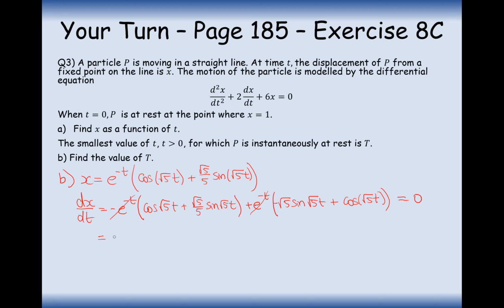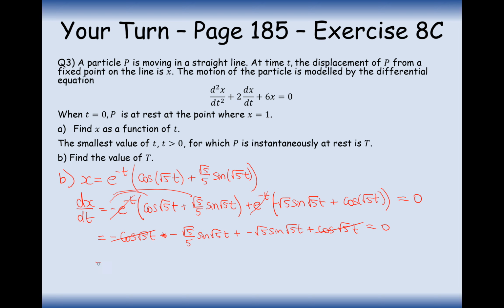So let's just expand all the brackets: minus cos root 5t, plus, so it would be a minus still, because it's a minus at the front, so let's expand that minus, so it'd be minus root 5 over 5 sine root 5t, and then it would be plus minus root 5 sine root 5t plus cos root 5t equals 0. So I've got a minus cos root 5t and a plus cos root 5t at the back there, and then I've got these two bits here.